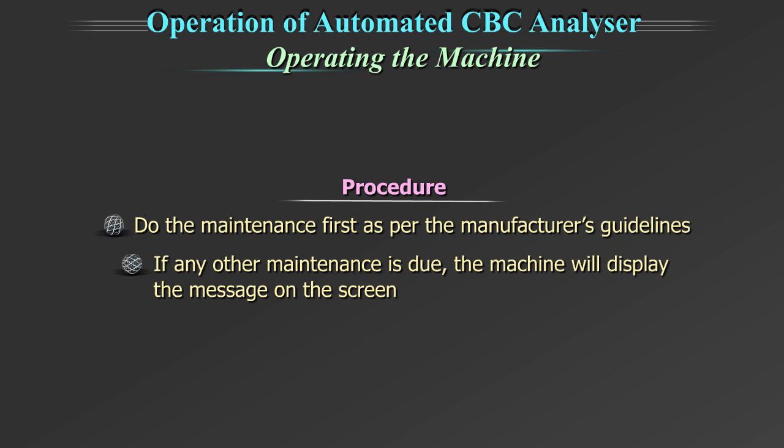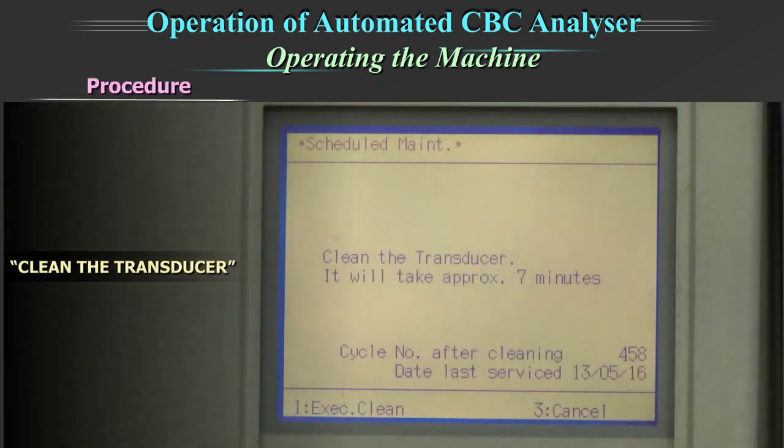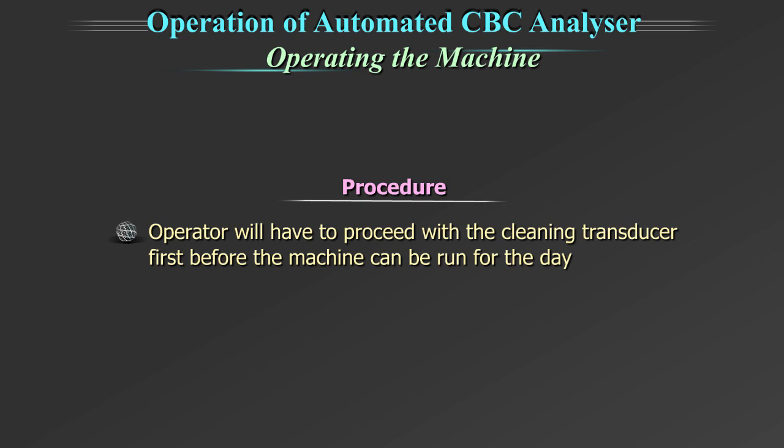If any other maintenance is due, the machine will display the message on the screen. Here, the machine shows the message, clean the transducer. The operator will have to proceed with cleaning the transducer first before the machine can be run for the day. Further details of cleaning the transducer are discussed later in this section.